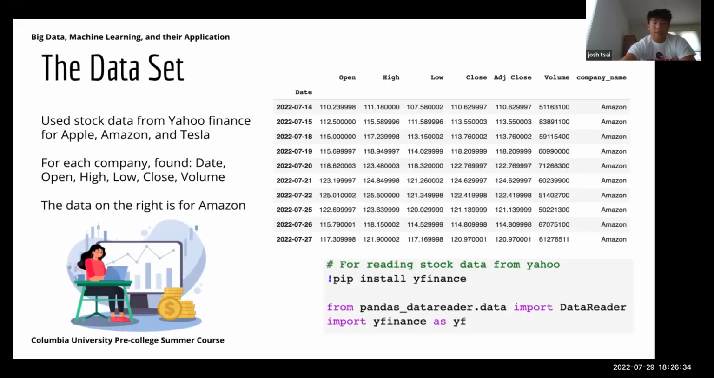All right, this is our data set. We used the stock data from Apple, Amazon, and Tesla. We got the data from Yahoo Finance, and that there is the code on how we imported it. It includes the highs, the lows, the closing price, as well as the volume.